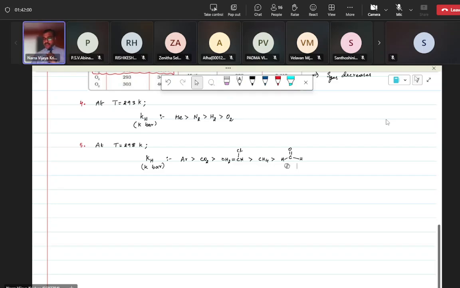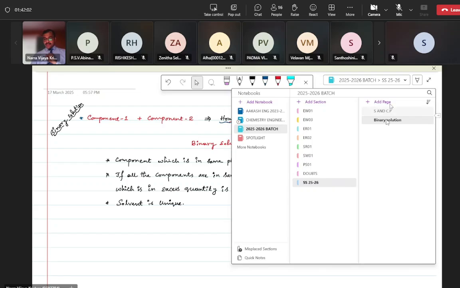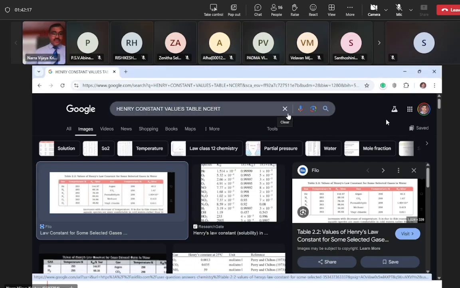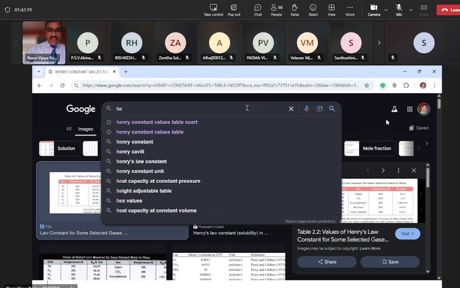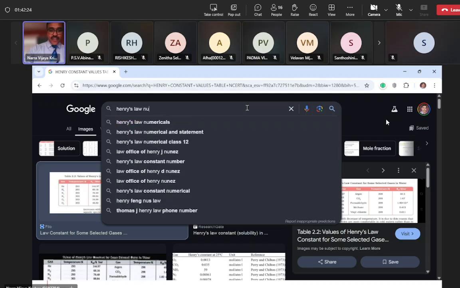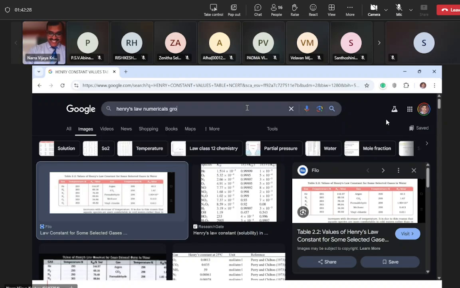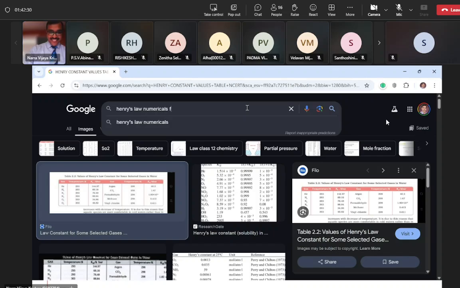Now, sir, question, start. Give me the question. Wherever you have it, open it, or I will search on the internet. Henry's law numericals from NCERT. Shall I type it this way?